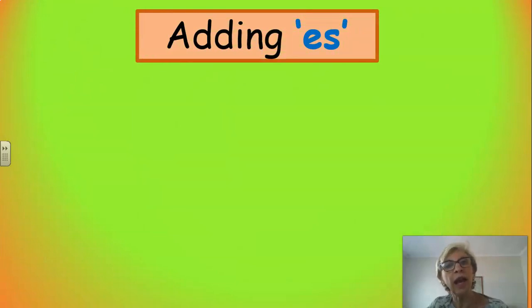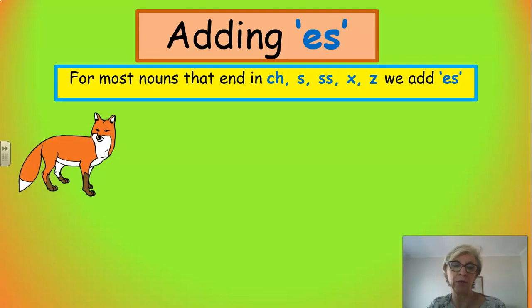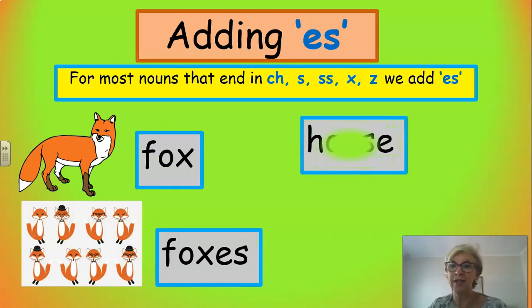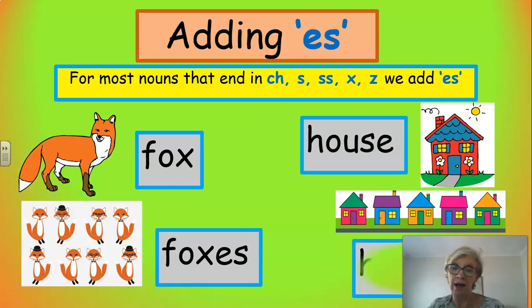Then we also add ES to words. For most nouns that end in CH, S, SS, X, Z, those words, we will add ES to make them plural. One fox, many foxes. One house, many houses.